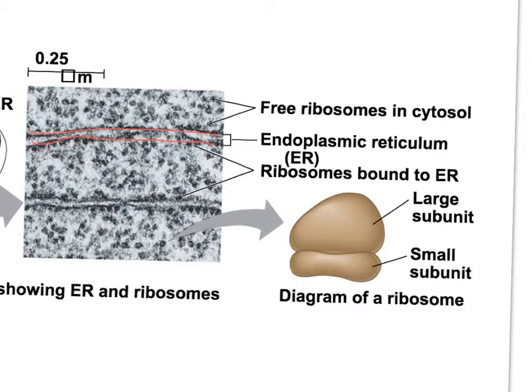So, let me ask you another question. How many domains are there of life, of cells? Three domains, and those domains are what? Bacteria, archaea, and eukarya. Okay. Do all three of those domains of cells have ribosomes? Yes. Okay. So we have three domains. They're all a little different from each other, but they all have ribosomes.